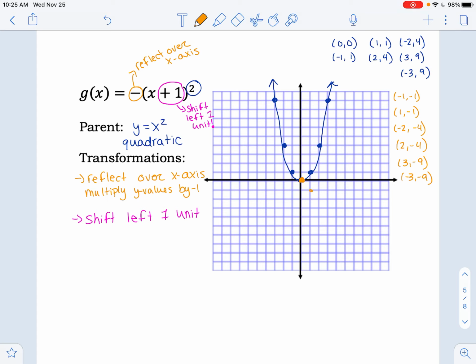Right, so basically, I'm just flipping everything here. It's going to be in the same spot, just on the other side of your x-axis. Right, so this is my reflection.